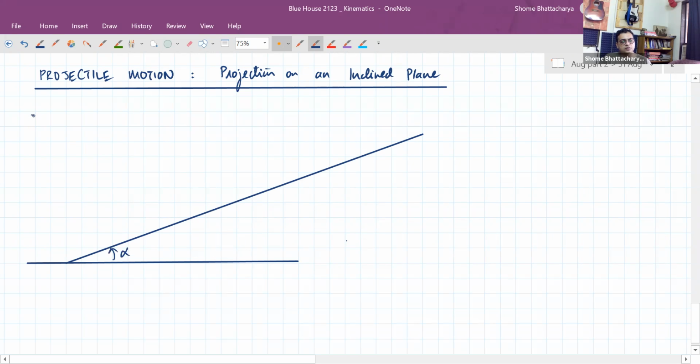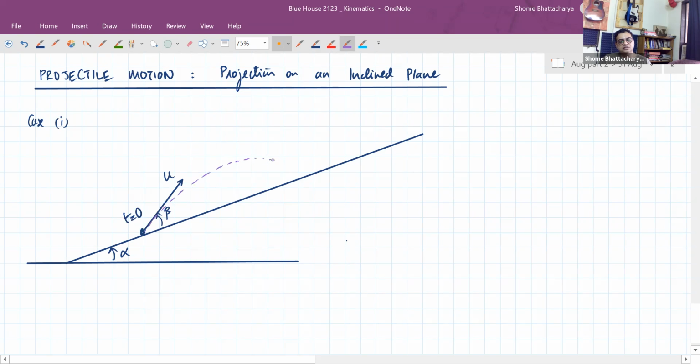Okay. Now in the first case, let's take a situation where we are projecting a particle from somewhere on the lower side of the inclined plane, such that we expect to make it land somewhere higher up on the inclined plane. So the projection velocity at time t equal to 0 is u. And now what we'll do is, instead of giving the angle of projection with respect to the horizontal, it is given with respect to the inclined plane. So what will happen is this particle will take a path like this.